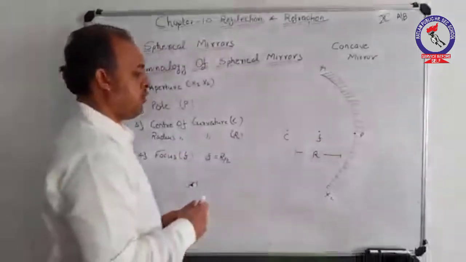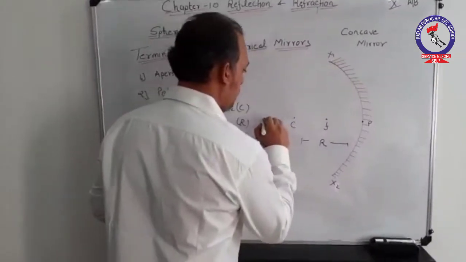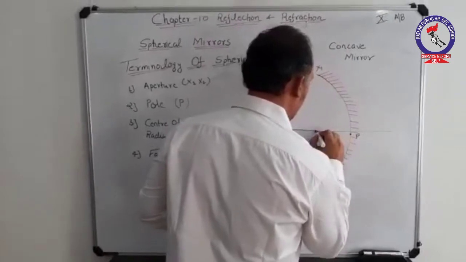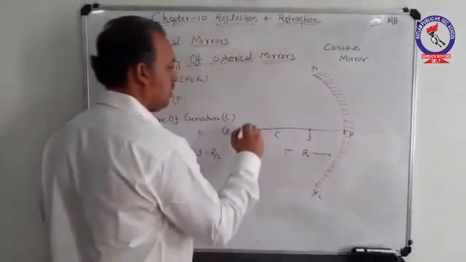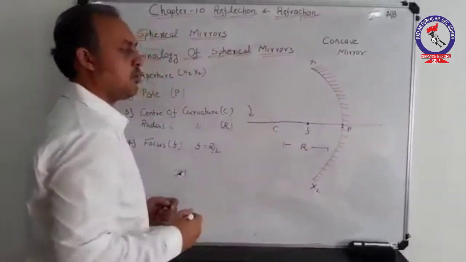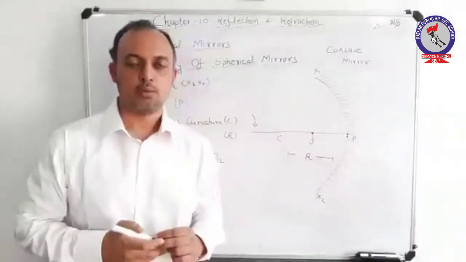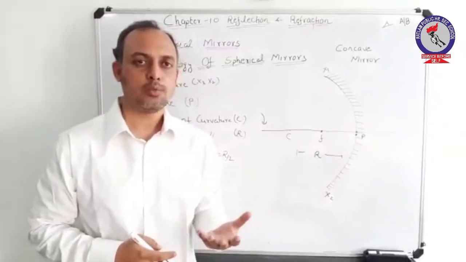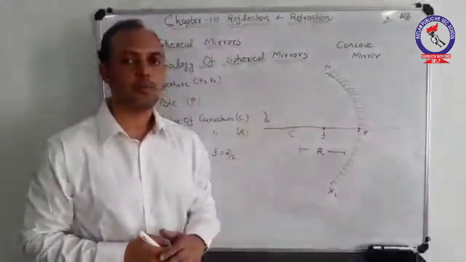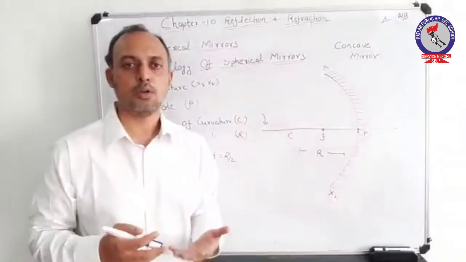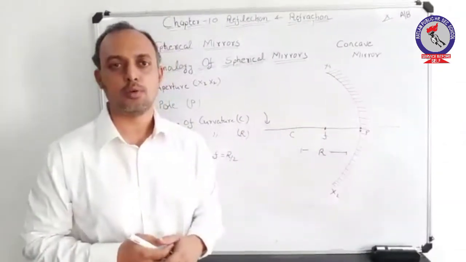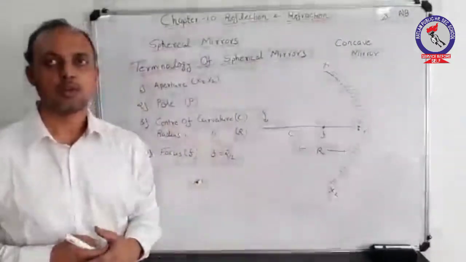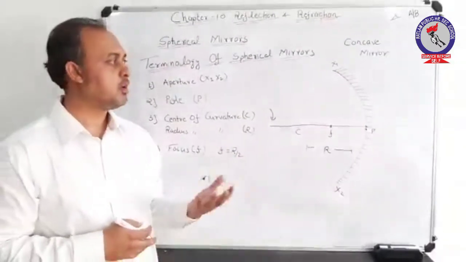Another thing, if you take a single line and put all these points on this line, it is known as the principal axis. The major concept for using a principal axis is that we will keep the object on the upper side of the principal axis, depending upon the type and nature of image formed. So these were the basic concepts and basic terminologies which are being used in spherical mirrors.